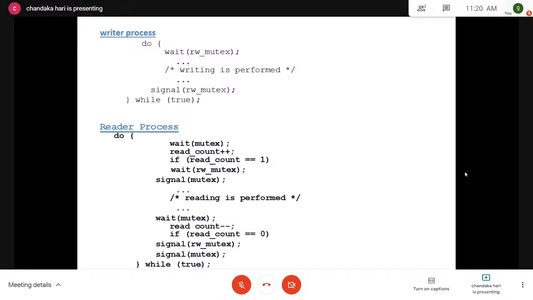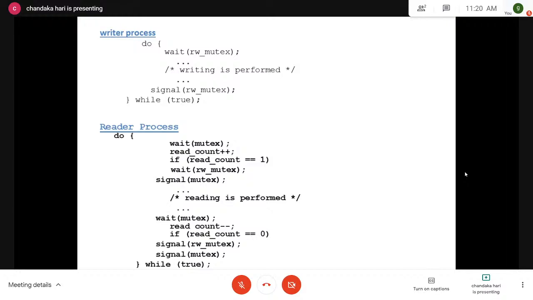then no reader is reading now. If anyone is waiting to write, you can signal the read write mutex. This guy is waiting for this one, and this is happening. Once the read count is decremented, you need to signal mutex. That's it. This is what the code is.